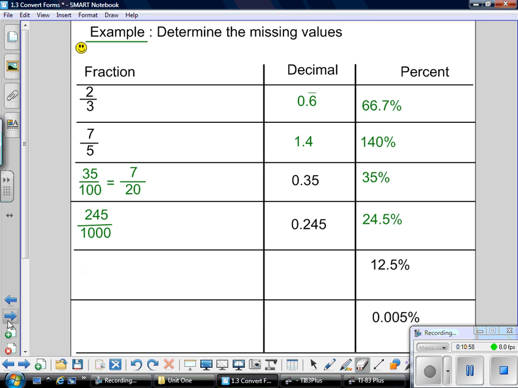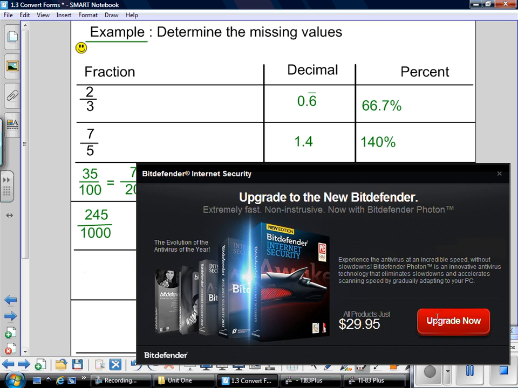Again, it's not in reduced form. Actually, let's see what will go into both of those. I think a 5 definitely would.